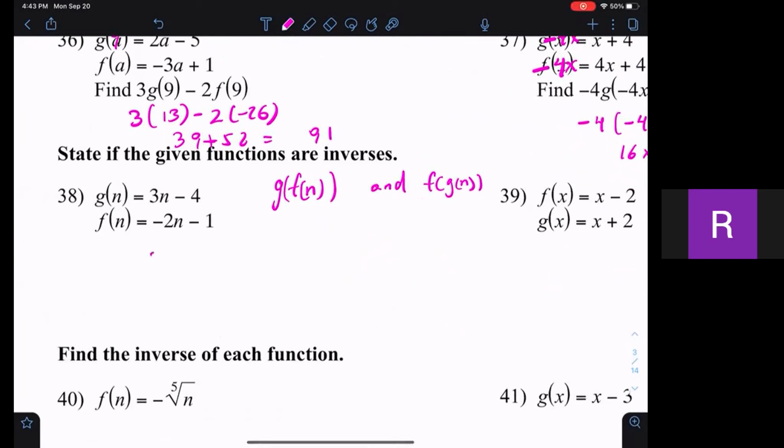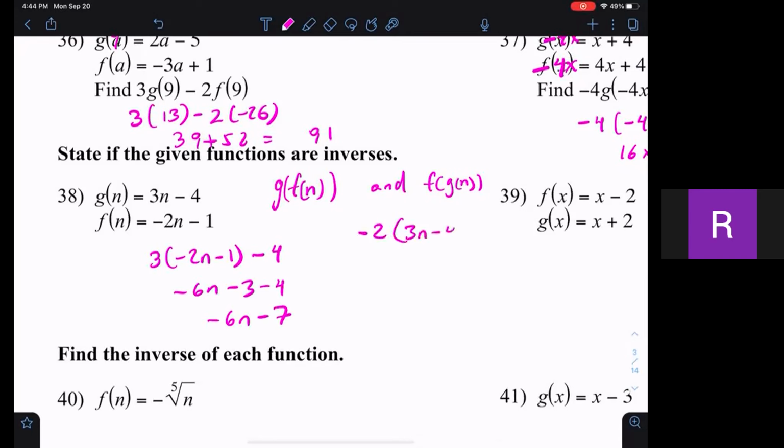G of that, right? So 3, that f of n goes inside. So that's going to be negative 2m minus 1 minus 4. So this is going to be negative 6 minus 3 minus 4. That's going to be negative 6n minus 7. Now let's do backwards. Negative 2 times 3n minus 4 minus 1. So this is going to be negative 6n plus 8 minus 1. So this is negative 6n plus 7. So that means that they are inverse of each other. Yes. Okay. You did the same.